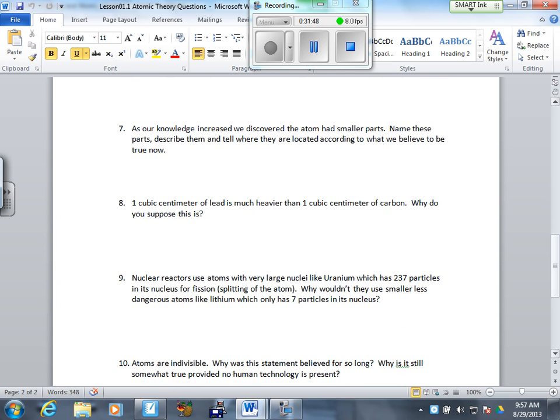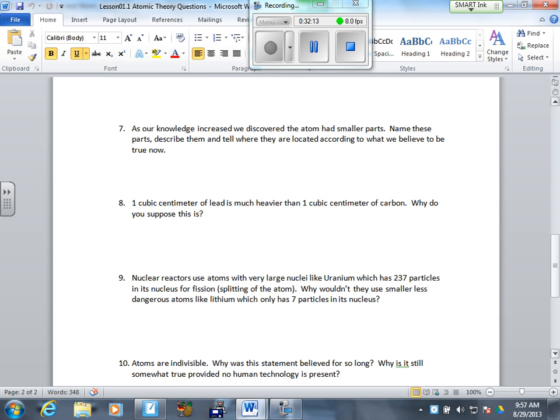All right, number 7. As our knowledge increased, we discovered the atom had smaller parts. What are the 3 parts that we went over? Protons, neutrons, and electrons. Protons are positive, and where are they? In the nucleus. Neutrons are neutral, and they are in the nucleus. Electrons are negative, and where are they? In the cloud surrounding the atom.